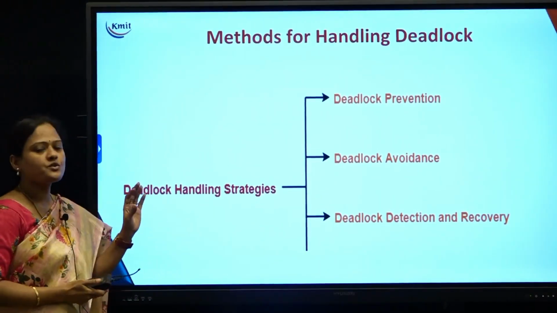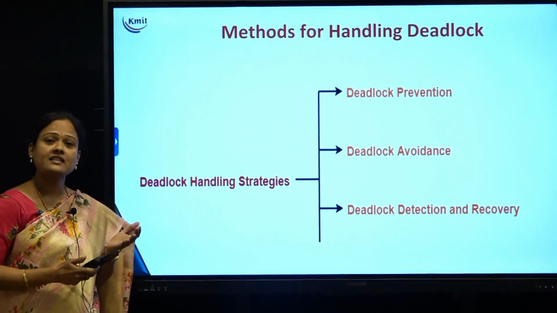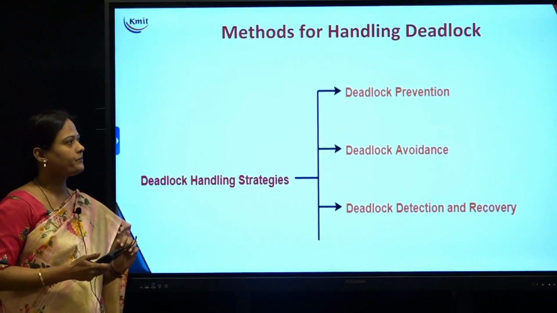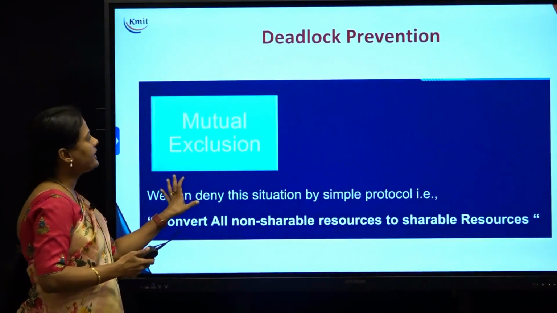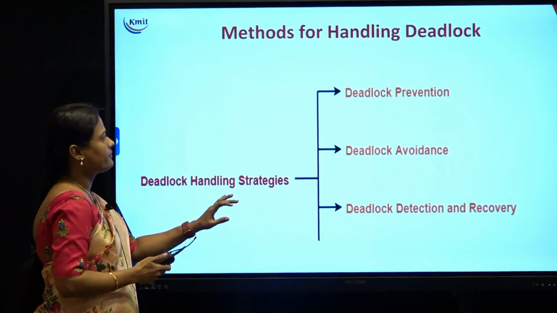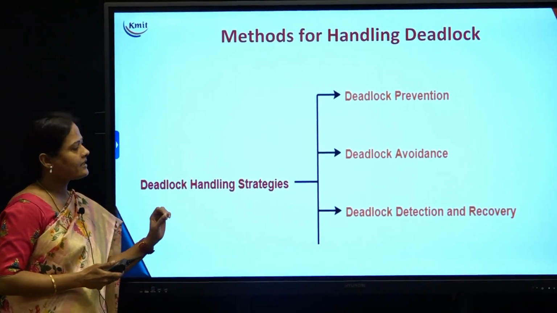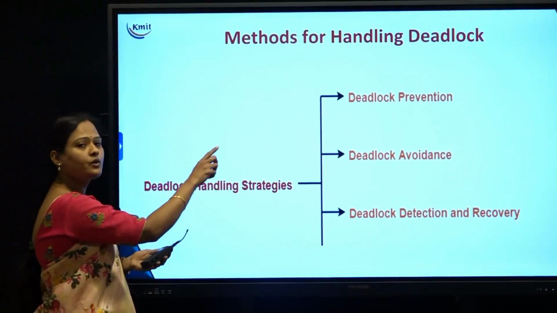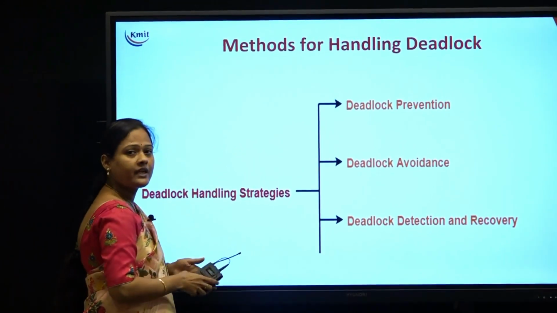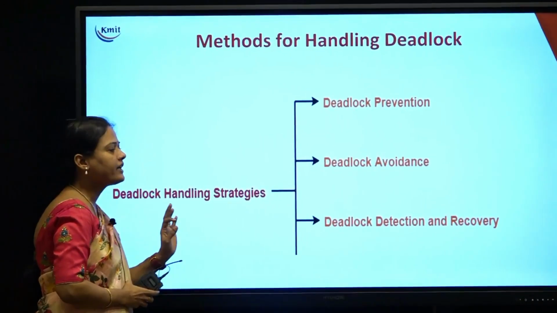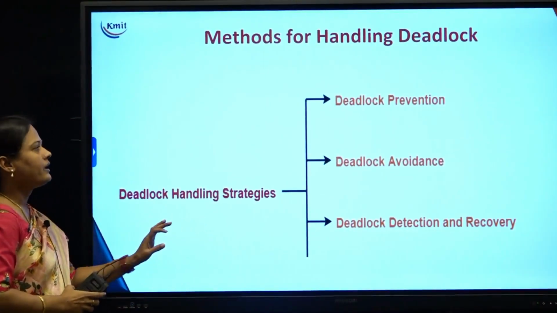Now, you understood what a deadlock is and what the necessary conditions for a deadlock to occur are. Now, we will see how to deal with deadlocks. When we want strategies to deal with a deadlock, we can either go for deadlock prevention, deadlock avoidance, or deadlock detection and recovery.